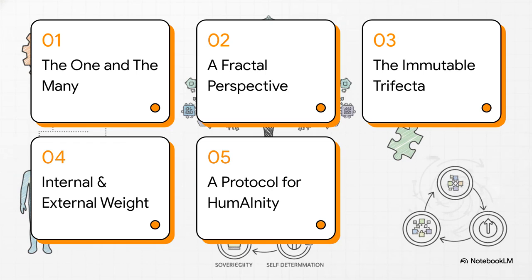So here's our game plan for this explainer. We're going to look at that classic problem of the one and the many. Then we'll get into this whole fractal perspective, talk about its core principle, the immutable trifecta, see how it actually works in practice, and then, and this is the big one, what it all means for our future with AI.